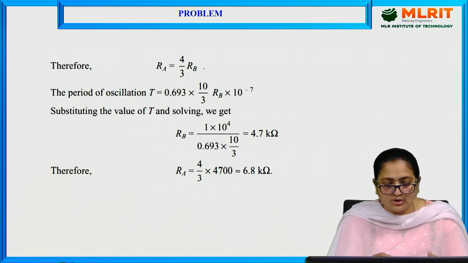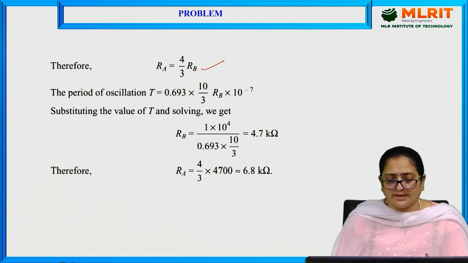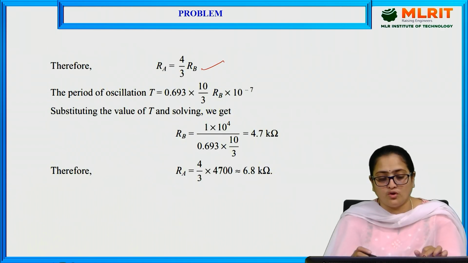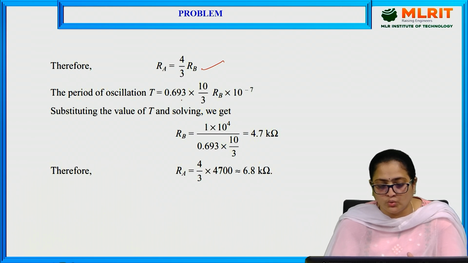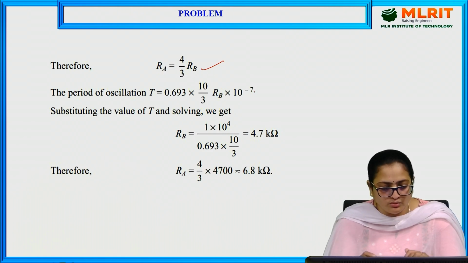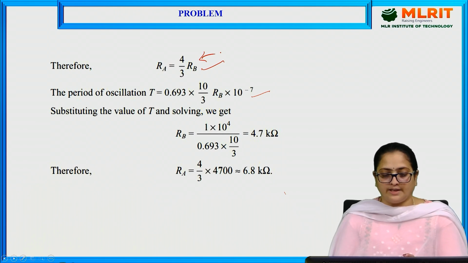If you calculate, we will get RA is equal to 4 by 3 RB. And we know the time period T is the period of oscillation, given as 0.693 into (RA plus 2RB) into C. If you substitute the RA and RB relation, you can get the time period. They have given the time period also, so you can find out RB. And if you know RB, from this equation you can calculate RA.